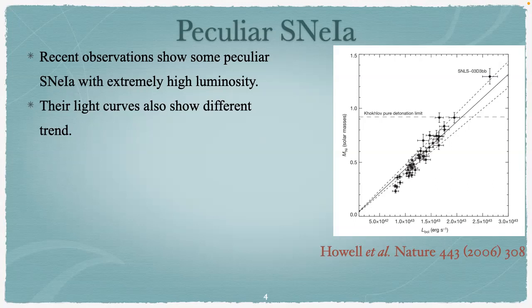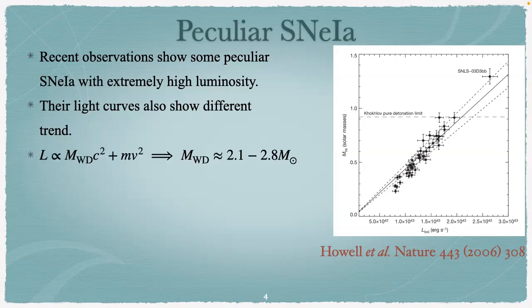And not only this, these kinds of type 1a supernovae also don't follow the same trend of the light curve that I showed, that the higher the peak, the slower the declining rate. It's not the case. For this kind of supernova, the higher the peak, the faster the declining rate also. So that's another peculiarity. It's not only the peak luminosity.